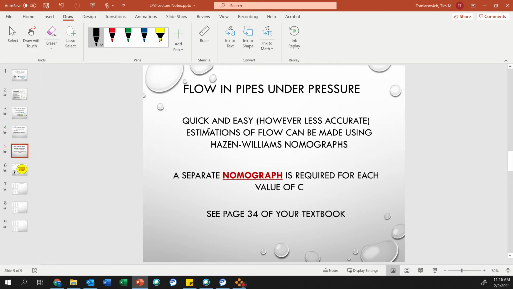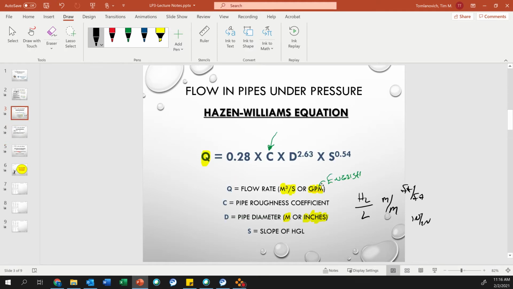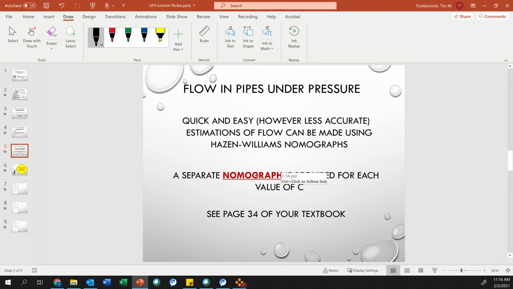All right, so it's quick and easy, however less accurate. Estimations of flow can be made using the Hazen-Williams nomographs. So we have a nomograph, or we can use this equation. A separate nomograph is required for each value of C. Okay, so the one in your book on page 34 uses a coefficient value of 100.